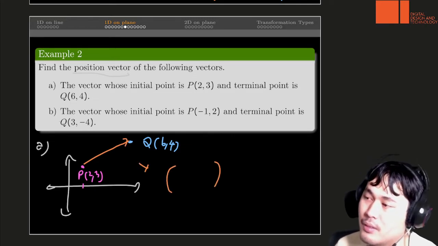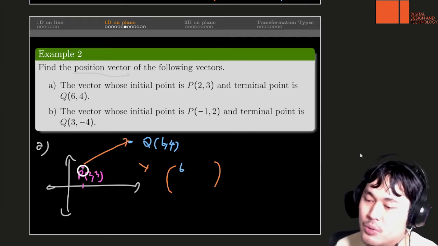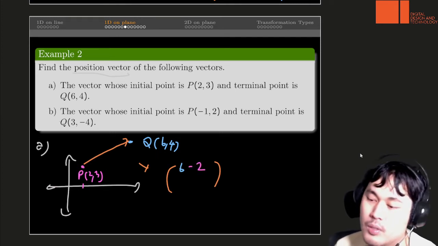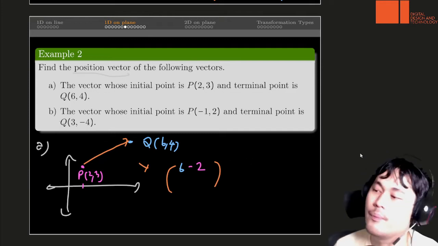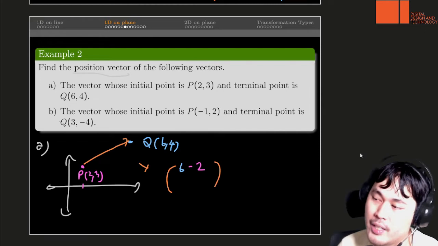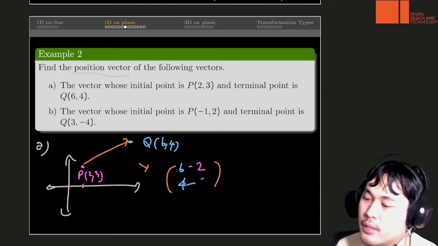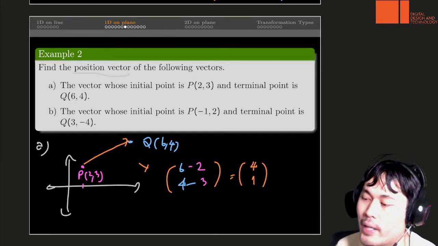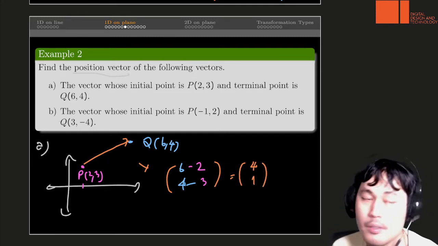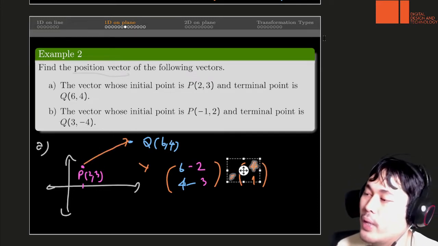It's as simple as subtracting numbers. You start at 2, you end at 6, so you go 6 minus 2 steps to the right. You start at y equals 3 and you end at y equals 4. So you go 4 minus 3 steps up. The result is simply (4, 1). For this orange vector, that can be represented as the vector (4, 1).